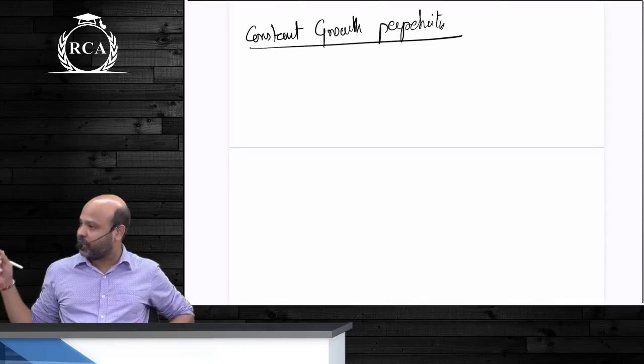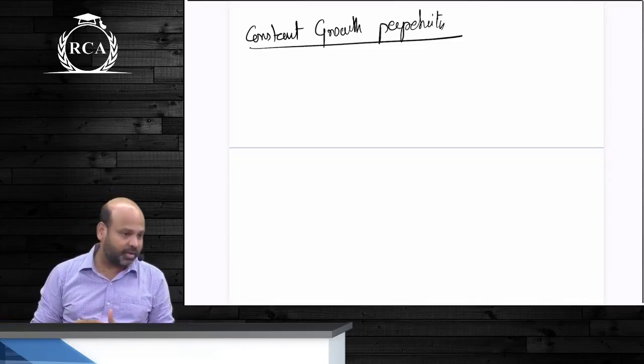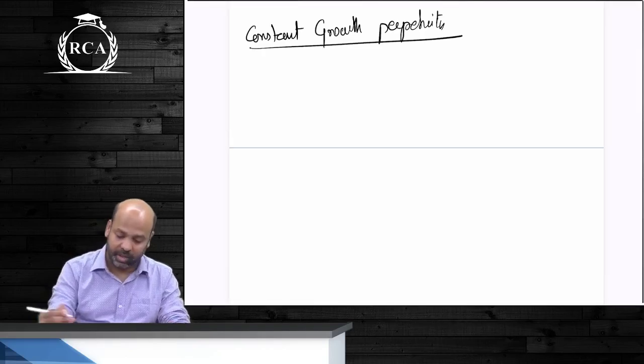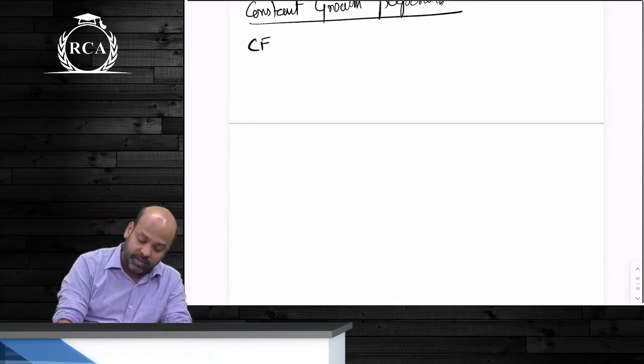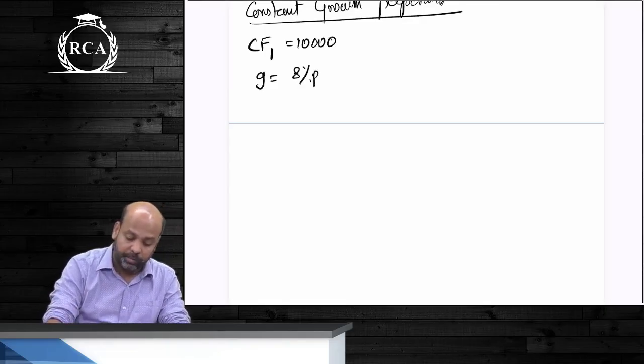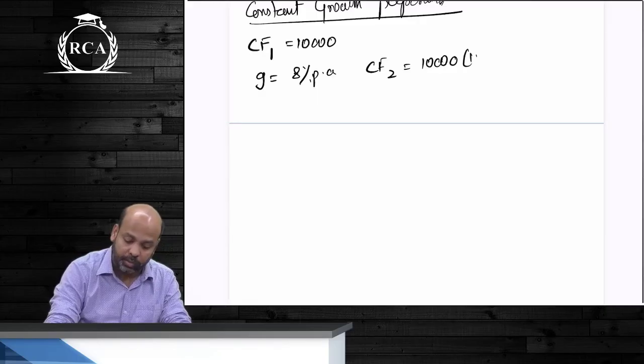Constant growth perpetuity, already told you guys, means cash flows keep increasing at a constant rate year after year. Let us take the same example, guys. Earlier I took a cash flow of how much? 10,000. Let's say that your cash flow of the first year is 10,000. Thereafter, it will keep increasing at a rate of 8%. So what will the second year's cash flow become? 10,000 plus 8%. Can I write 10,000 into 1.08?